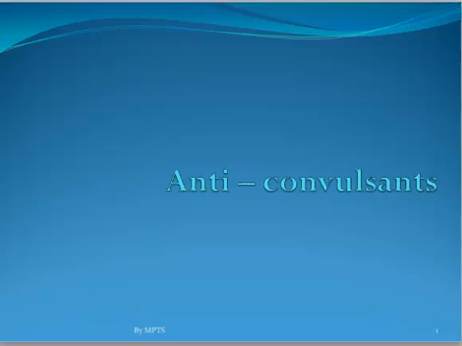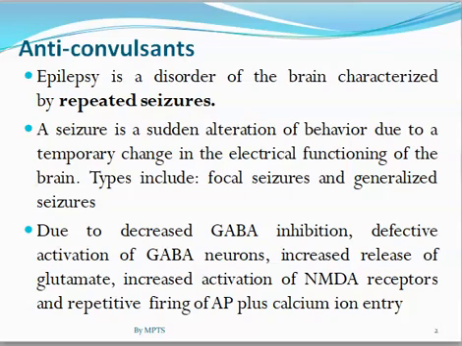That will be briefly explaining anticonvulsants. Which are those anticonvulsants? Of course, we know these are drugs which are used in convulsions, epilepsy, what we call seizures. Now, epilepsy is a brain disorder that is characterized by repetitive seizures. Of course, we know a seizure is a sudden alteration of behavior due to temporary change in electrical functioning of the brain. And the types of seizures, we have focal and generalized seizures.